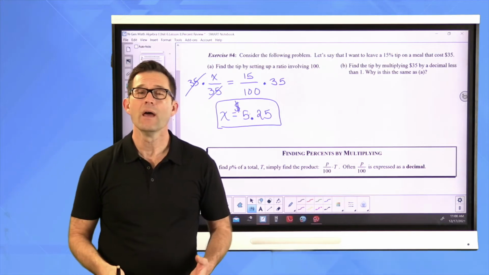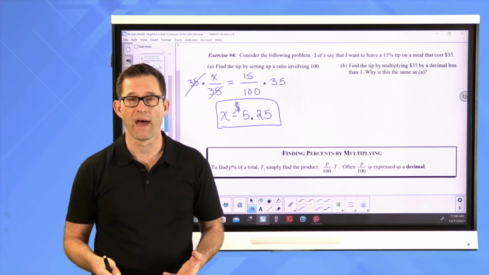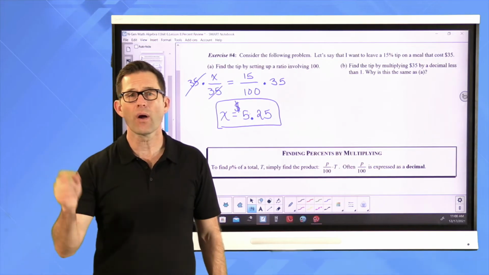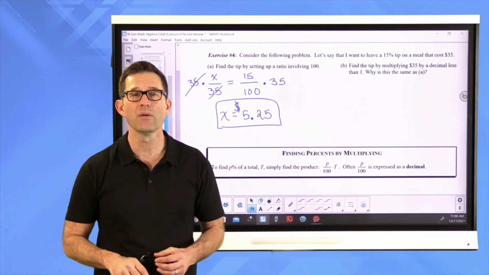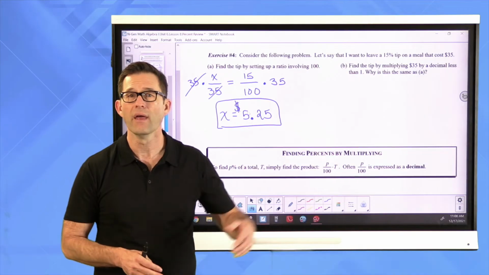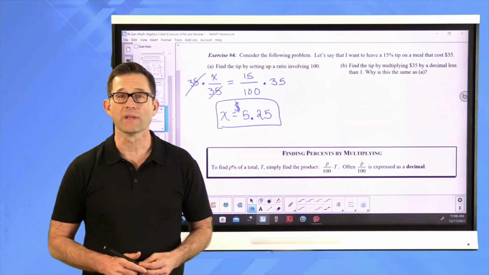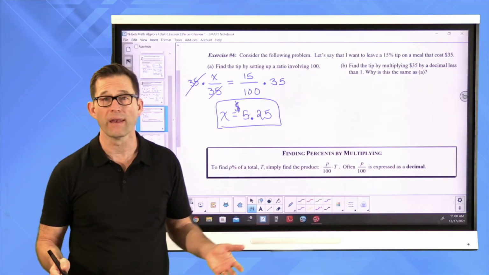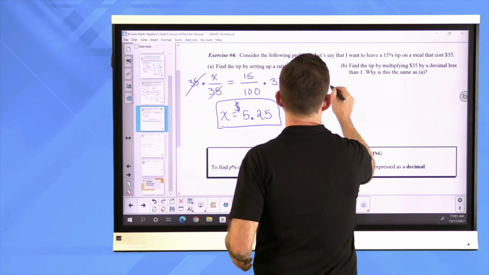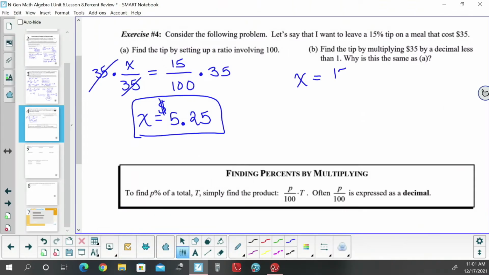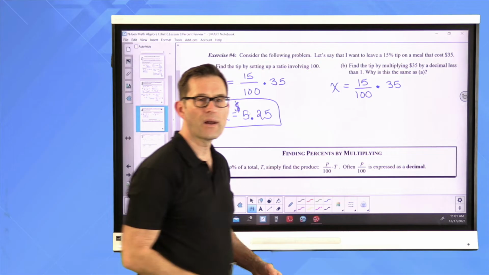Now again, that's not a bad way to do it. I'm not saying that. But we need to be able to do it faster than that. I need you to be able to say, if I say, figure out what 15% of 35 is, I need you to be able to do it in a single calculation right away. So let's take a look at letter B. Find the tip by multiplying $35 by a decimal less than 1. Why is this the same as A? Well, actually, let's use A to look at it right now, right? How did we actually calculate 15% of 35? Well, we did 15 divided by 100 times 35. Okay, and I really want you to understand this.